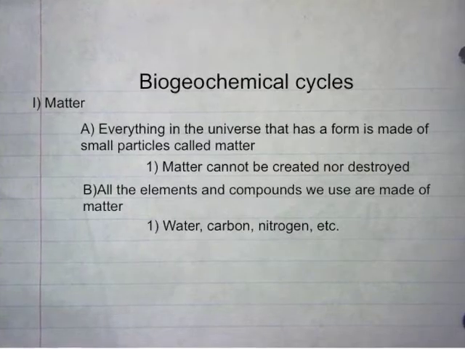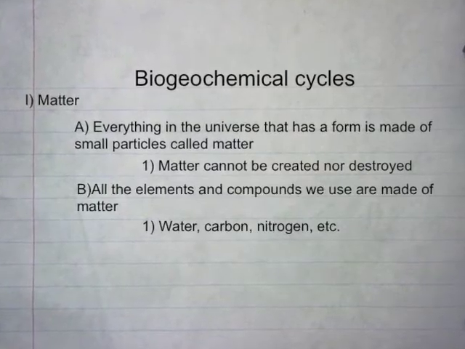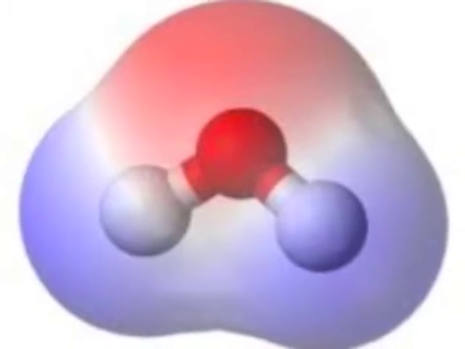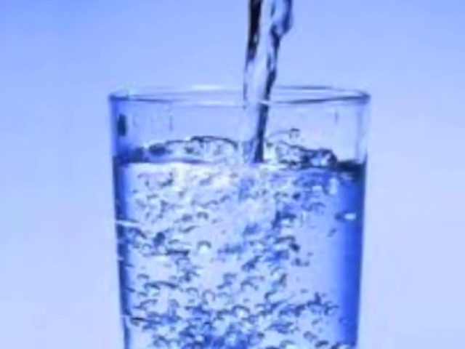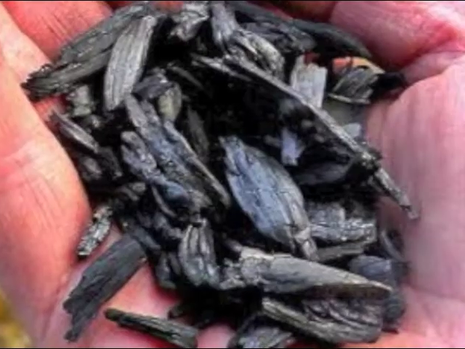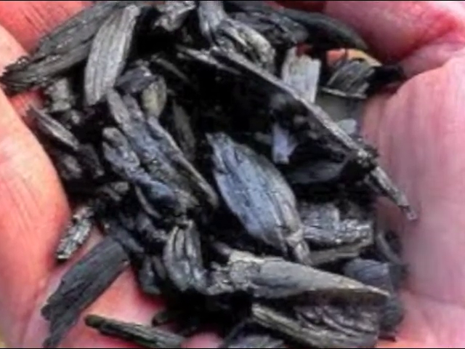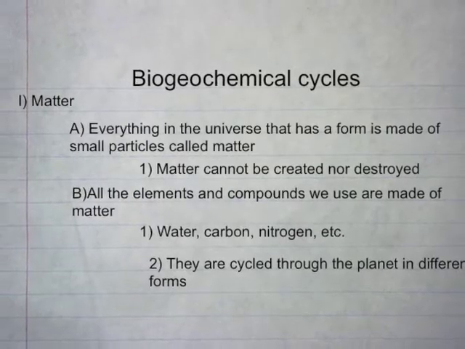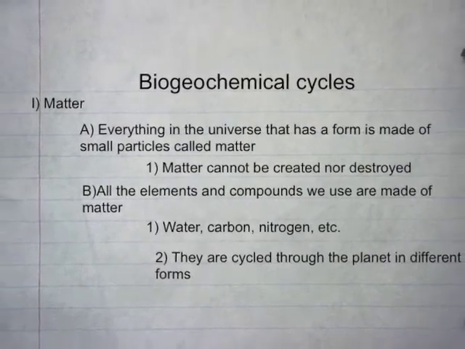All the elements and compounds we use are made of matter: water, carbon, nitrogen, etc. There are 7 major cycles that go throughout science. However, the big 3 are water, carbon, as well as nitrogen. They all change their forms as they're cycled throughout the planet and used in a variety of ways to make sure that organisms can stay alive and healthy. They are cycled through the planet in different forms.